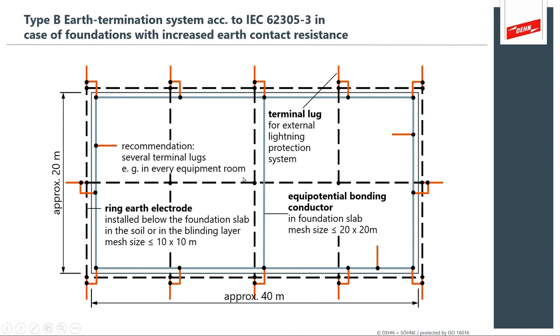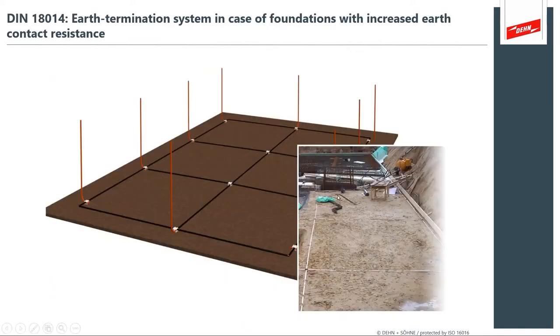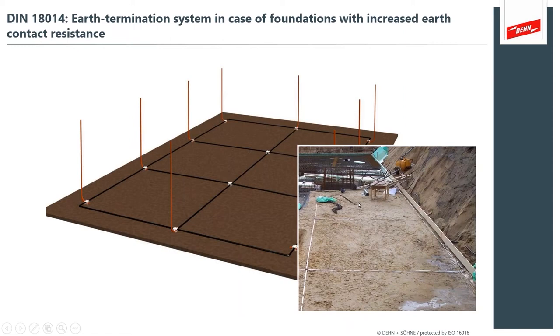A type B earthing electrode system design, you want to make sure that it obeys the recommendations. We're looking for foundations with increased earth contact resistance. So this is what it should look like during the construction phase, where you can see the rebar is embedded in the flooring. We're looking for the interconnected mesh. You need to be able to identify these risers that will connect to the building steel at a later time. And this is all part of the design. This is what it looks like during the construction phase.